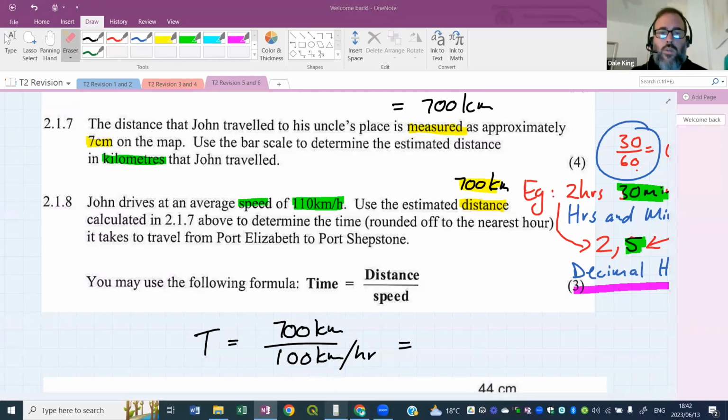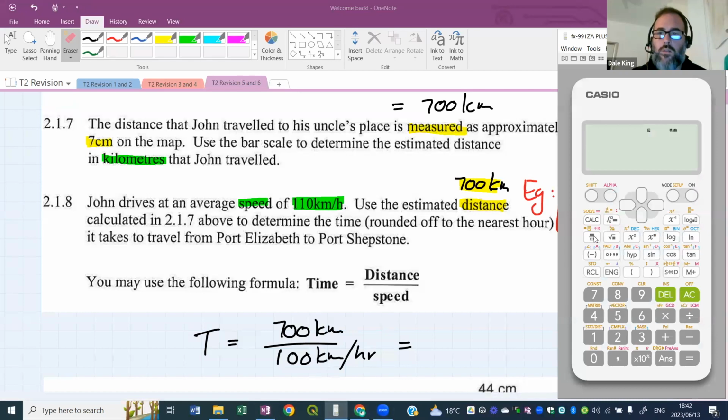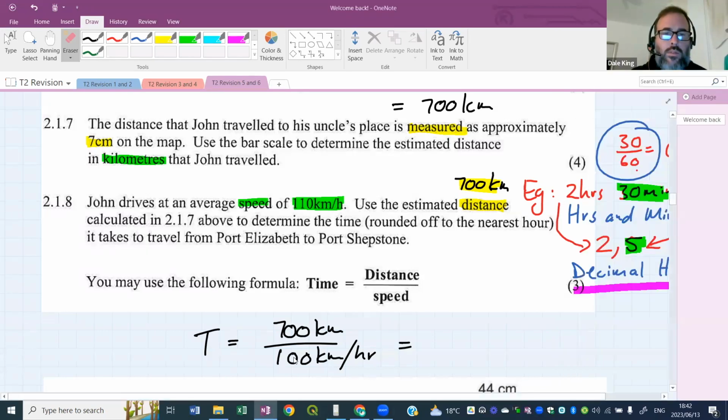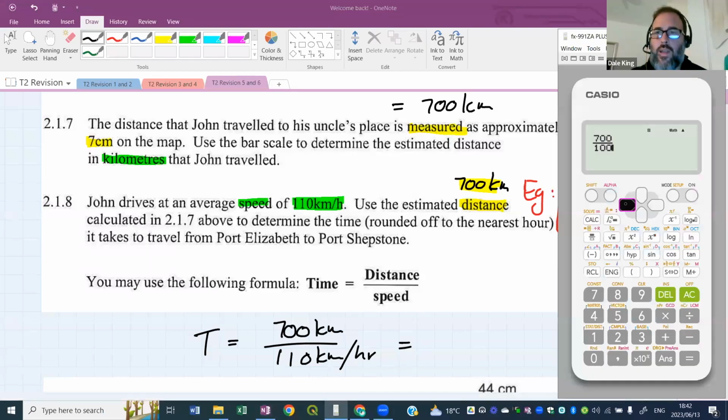Then we go to our calculator, and we're going to let the calculator do all the work for us. Hey, calculator, this is your job. So the distance of 700 at the top, and this, oh, I made a mistake. It's not 100, is it? It's 110. So let's go back here. All right, let's check what it gets.